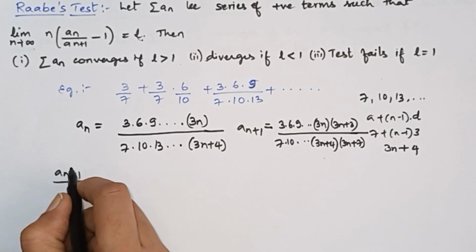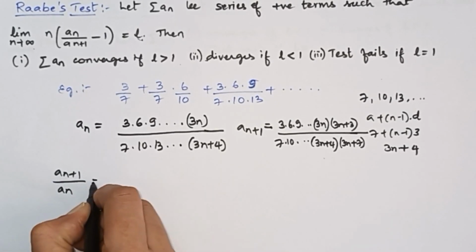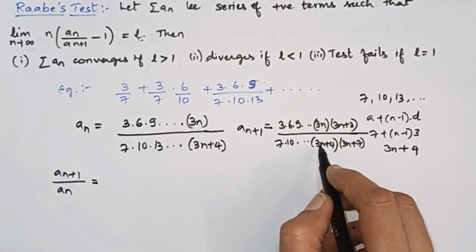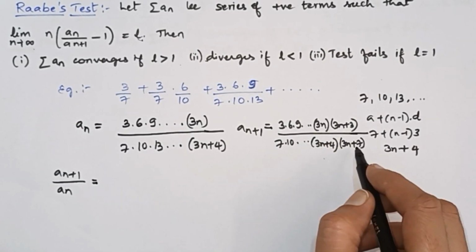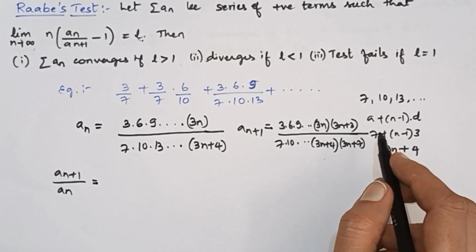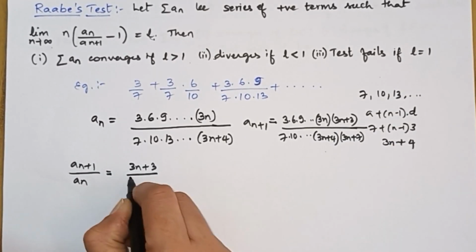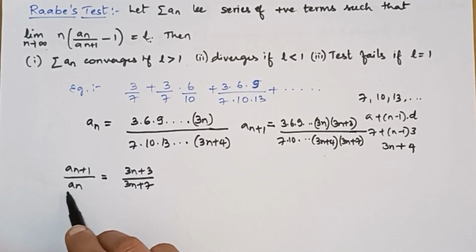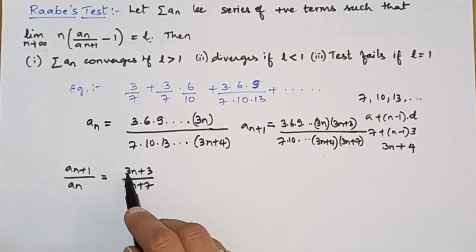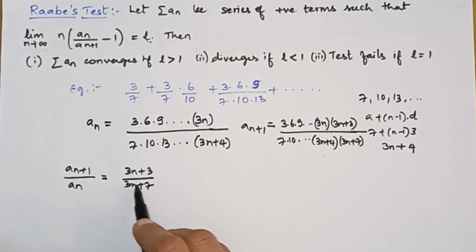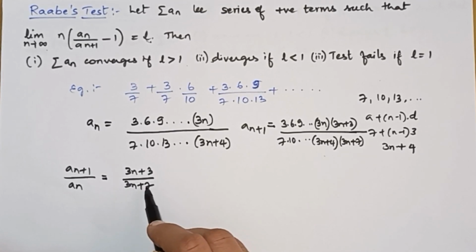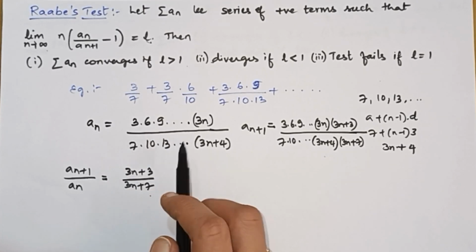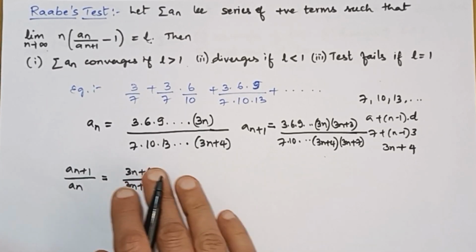We shall apply D'Alembert's test first. When you write an plus 1 by an, the first divided by this value, 3n plus 4, 3n, all those values will cancel. Then you are left with only 3n plus 3 by 3n plus 7. Now, when you apply D'Alembert's test as n tends to infinity, taking n common, this gives 3 plus 3 by n over 3 plus 7 by n. The 1 by n terms become 0 as n tends to infinity, n cancels, and 3 by 3 gives you 1. So when L equals 1, the test fails. Therefore, D'Alembert's test won't work here.